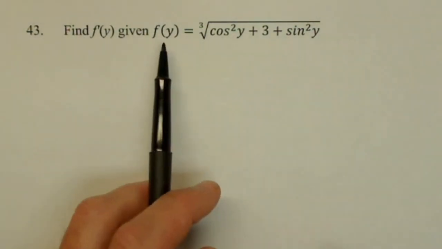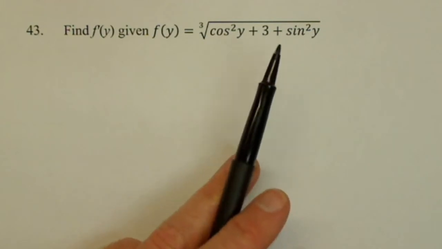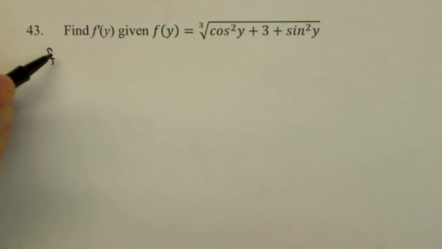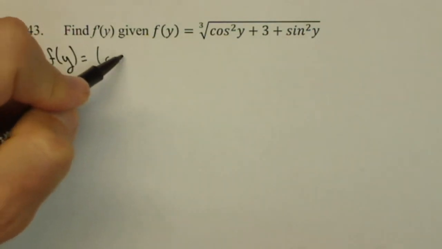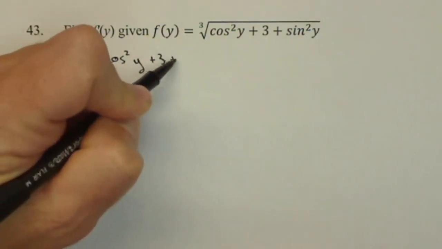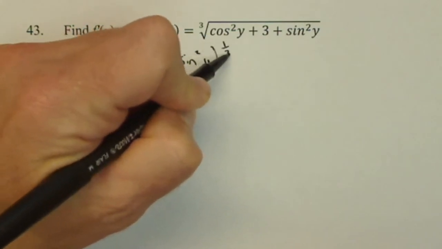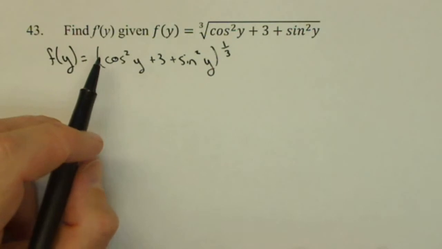So in this one we're asked to find the derivative of the cube root of cosine squared y plus 3 plus sine squared y. So first thing we might do is we might rewrite this. So f of y equals cosine squared y plus 3 plus sine squared y all to the 1/3. Because now we can see that we have a chain rule.